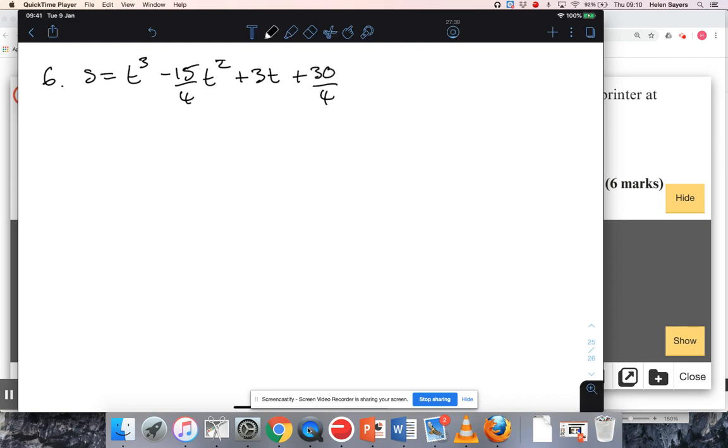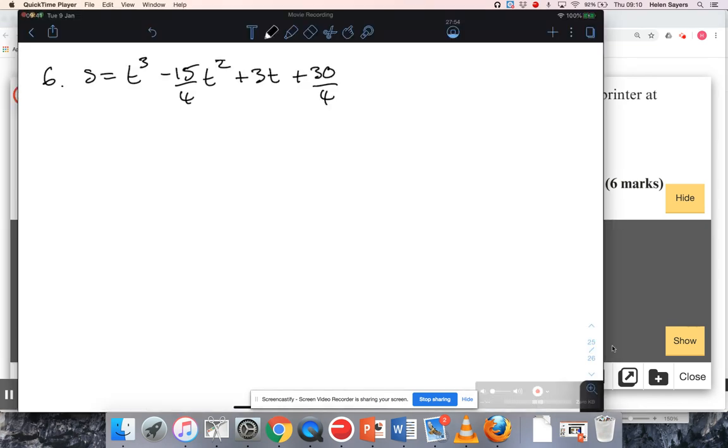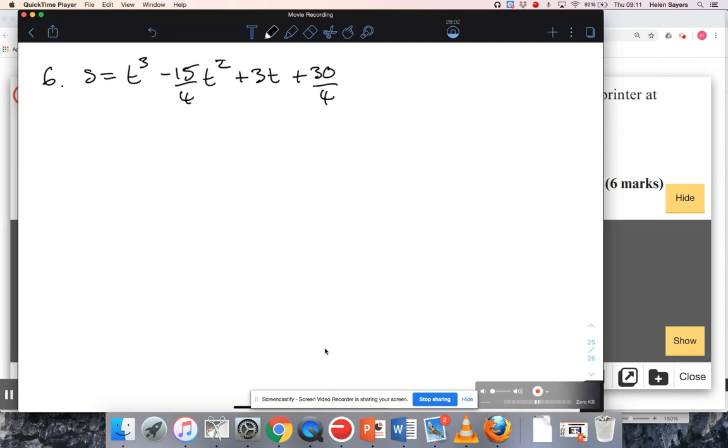Okay, right. So double check I've done that correctly. So I've done 4t cubed times a quarter, which is just t cubed. 15 over 4, 12 over 4 gives me 3, and then I've just left the 30 over 4. But it would be absolutely fine. You could just differentiate that, so the expression, the brackets as it is, and then keep the quarter as a coefficient out front. That would work absolutely fine.